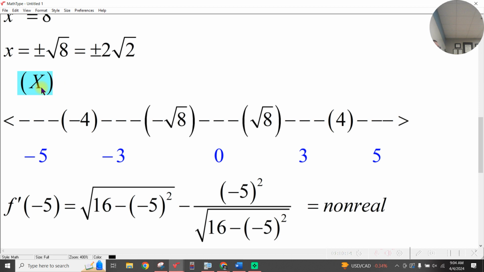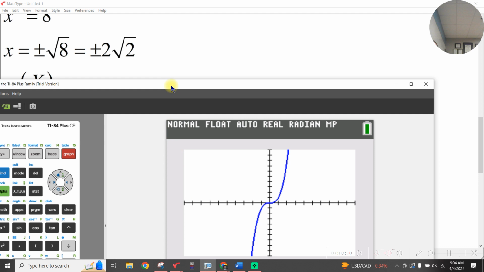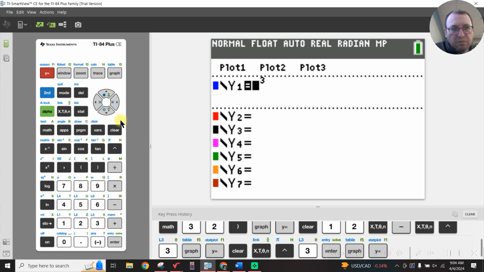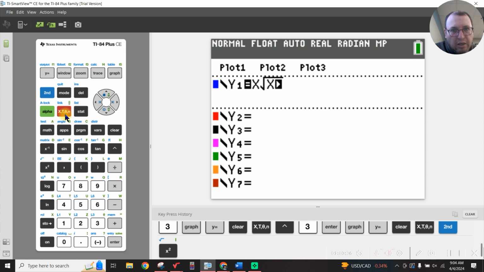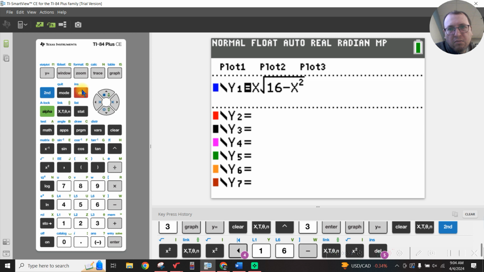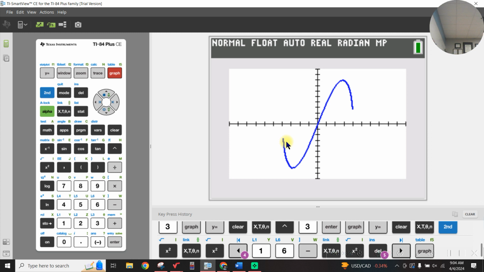In fact, just for funsies, let me pull up this actual function. Let me show you here. X times the square root of 16 minus x squared. Where'd you go? There you are. I've already forgotten again, I'm getting old. 16 minus x squared. See, guys, here's what the actual function looks like. To the left of negative 4, it doesn't even exist. To the right of positive 4, it doesn't exist.